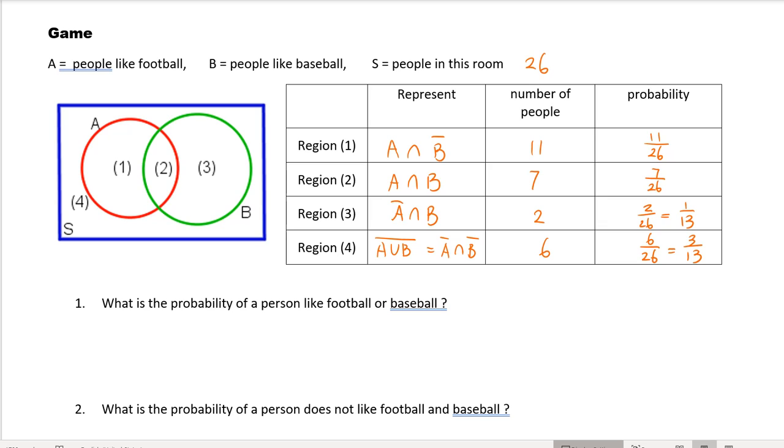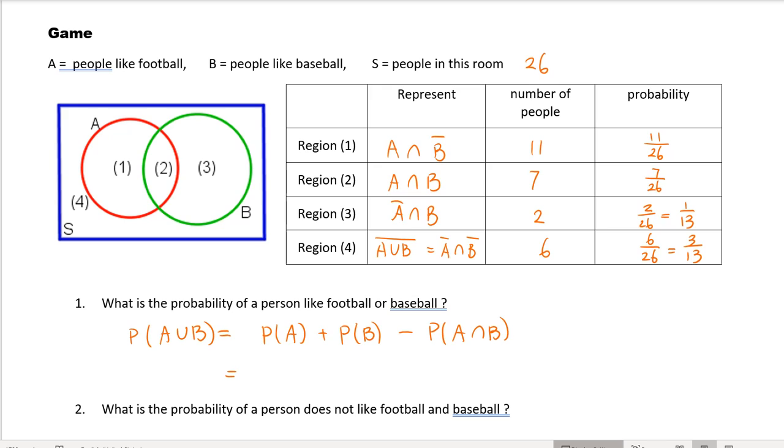Okay, and then let's look at the following questions. What is the probability of a person liking football or baseball? So football or baseball, this is A or B, right? And then do you remember the general addition rule? That equals P of A plus P of B minus P of A and B. So P of A is what? What is that? P of A.